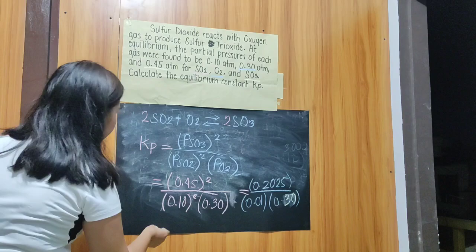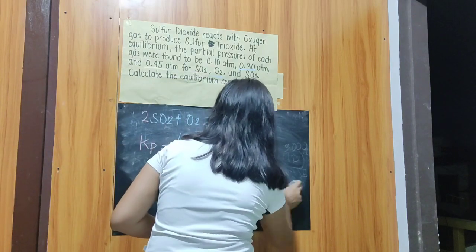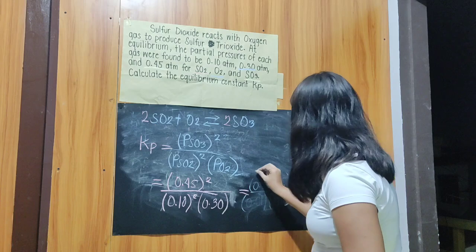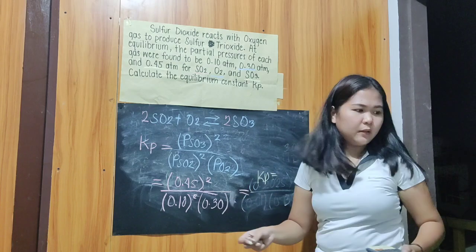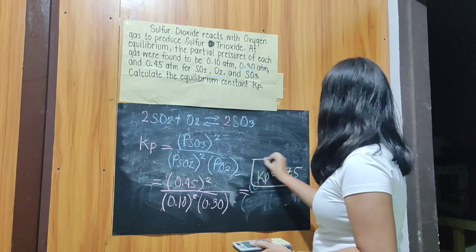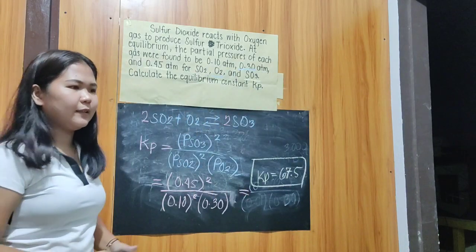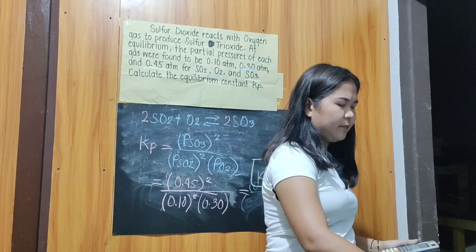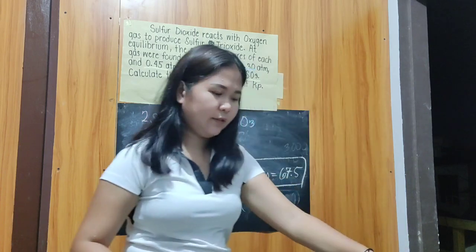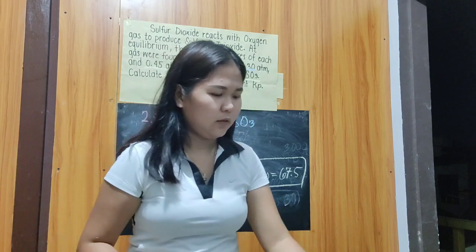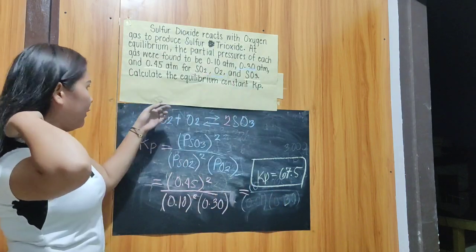So the answer is, so the TP final answer is 67.5. Okay. So next is, okay, so do you understand everything that I've been discussing?